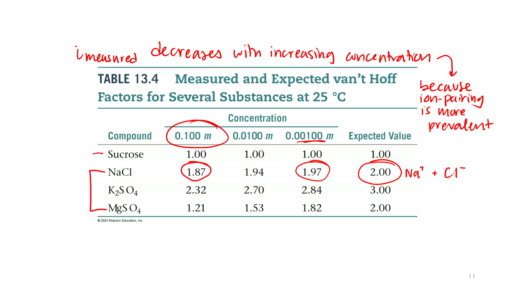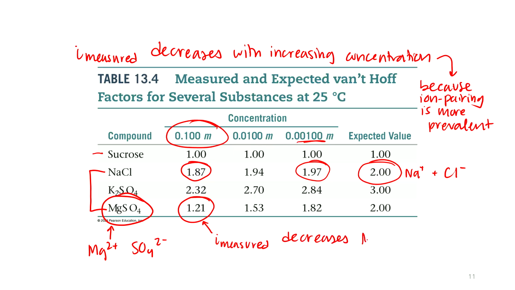All right, so we see the trend with concentration, and the other thing we want to point out is that when you compare 2 salts with the same expected value, the salt that has the higher charges, so magnesium 2+ and SO4 2-, notice that these Van't Hoff factors, I measured, decrease more for higher ion charges.